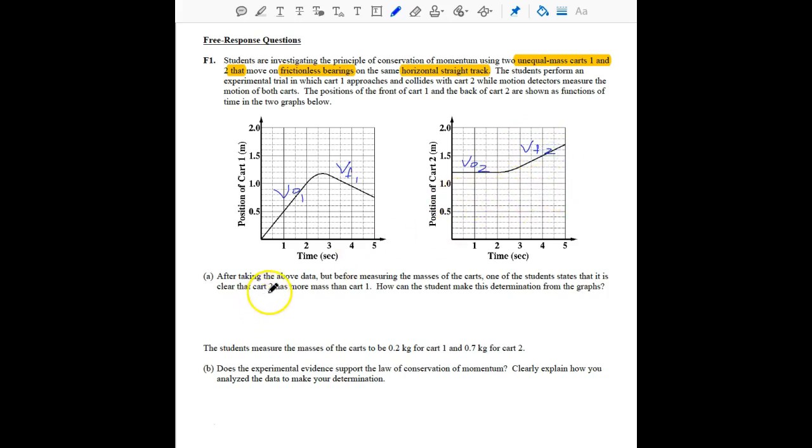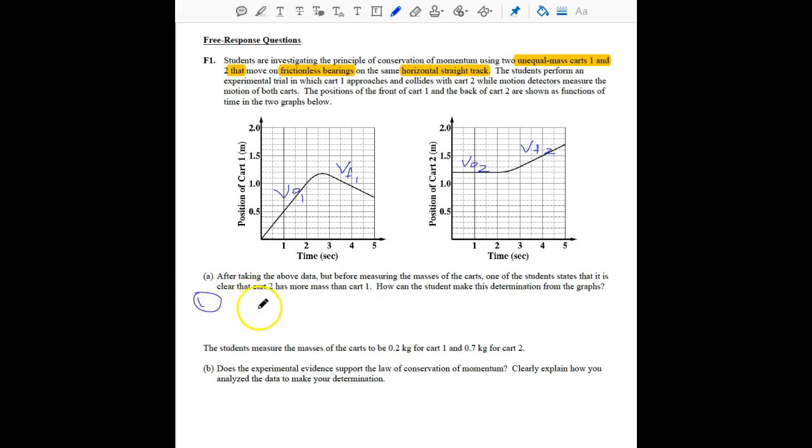At this point, they want to know, after taking the above data but before measuring the masses, one of the students states that it's obvious that cart 2 has more mass than cart 1. So we really just want to check and see if this person can do that from the graphs. There are 3 points that you need to make here. If you talk about 2 of the points, you get 1 point, and if you talk about all 3 of them, you get 2 points. So let's go through each one of these points one at a time.